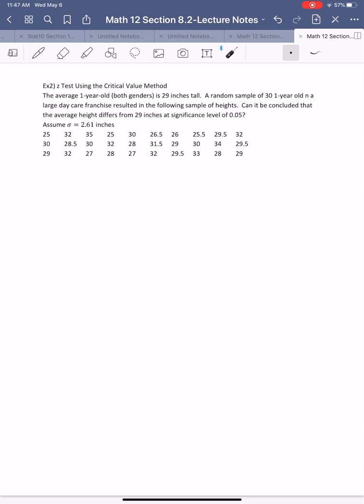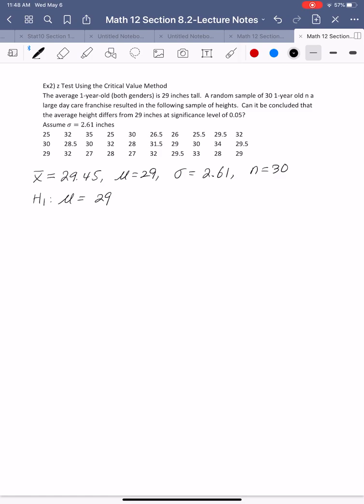So first of all, for x bar, you're going to add it all together and divide by 30. You should get 29.45. So for the null hypothesis, mu is going to be 29, and sigma is 2.61, and then n is going to be 30. So H0, the null hypothesis, mu equals 29, and the alternative hypothesis is mu is not the same as 29. So it says different, so I want to say this is the claim.